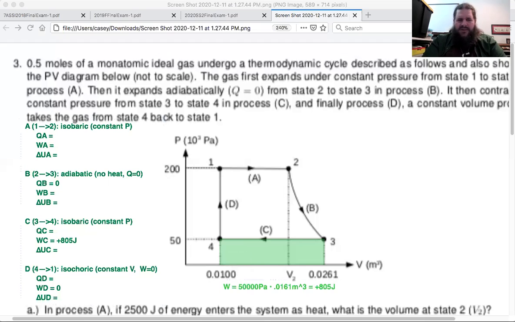It also tells us that in process A, we've got 2,500 joules of energy entering as heat. So heat A is just given, plus 2,500 joules. So that fills out a few more values. Are there any other values we could calculate here, or any other given information?